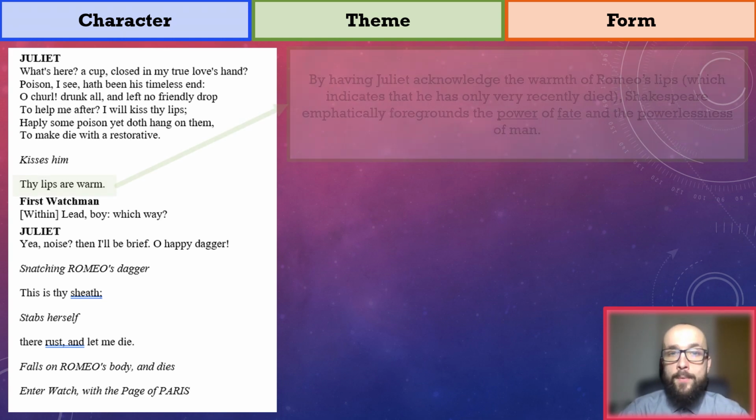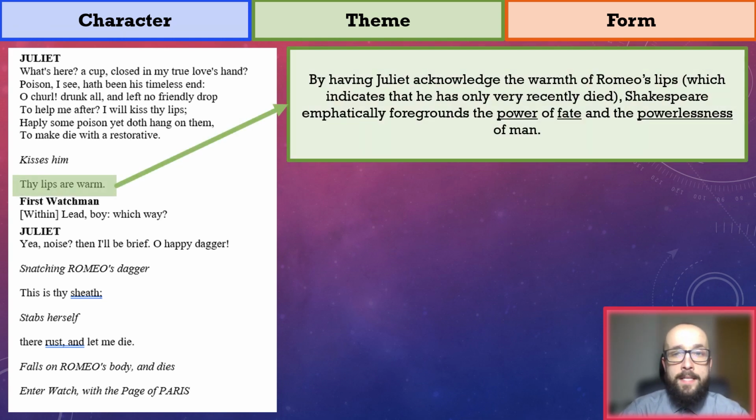This allows Shakespeare to emphatically foreground the power of fate and the powerlessness of man, for the warmth on Romeo's lips is a sign that he has only recently died, and serves as a reminder that no matter what Romeo, Juliet, or the friar tried to do, fate was always going to prevent the young lovers from living happily ever after with each other.